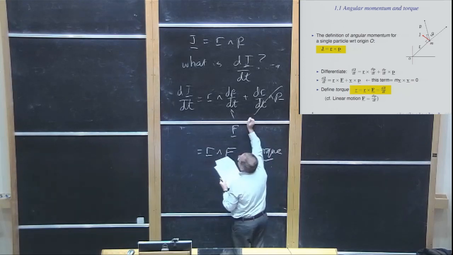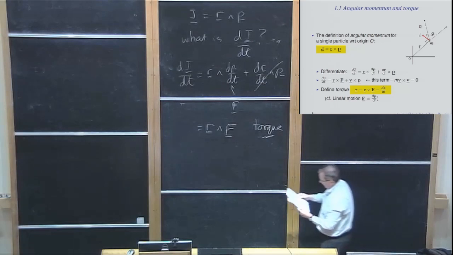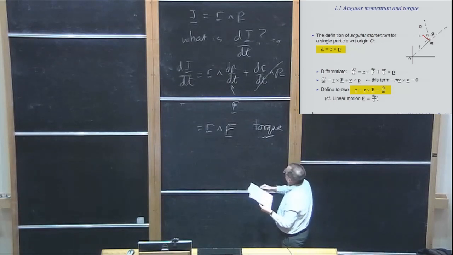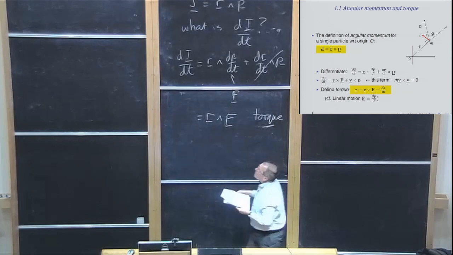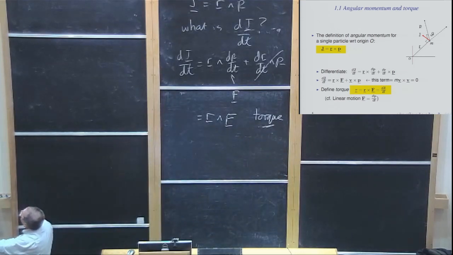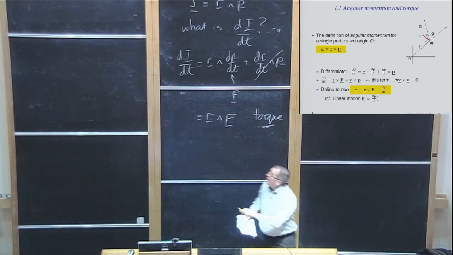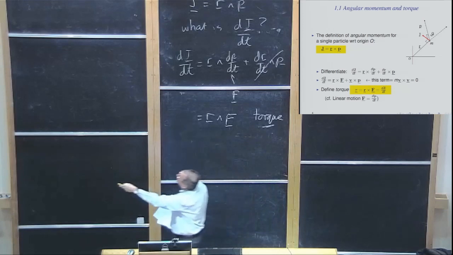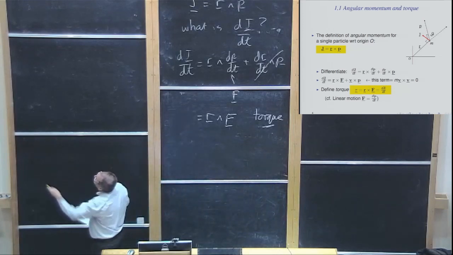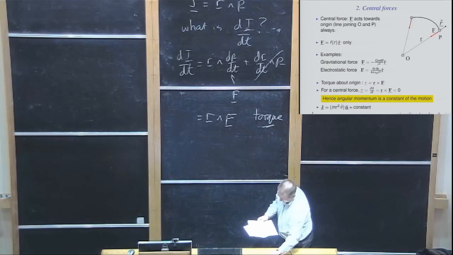Okay. So these are two of the key relations which you really should remember and have at your fingertips, that torque is r cross F, and that is the same thing as the rate of change of angular momentum. And this is, of course, very analogous to Newton's second law expressed for linear motion, that F equals dp by dt.